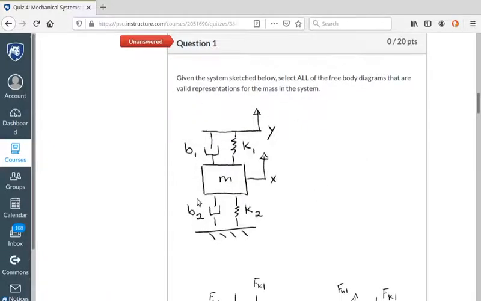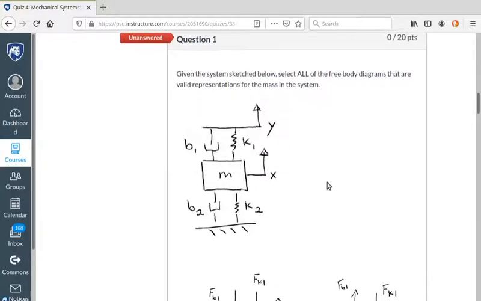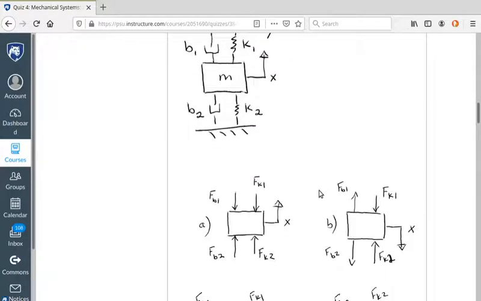So question 1, we've got a mass with a pair of dampers and a pair of springs, and the input Y comes in through the spring and the damper. First, we want to figure out which of these free body diagrams is appropriate for this mass. In truth, the force arrows can go in any direction, it doesn't matter, but we are not allowed to reverse the coordinate system. That has to be the same.